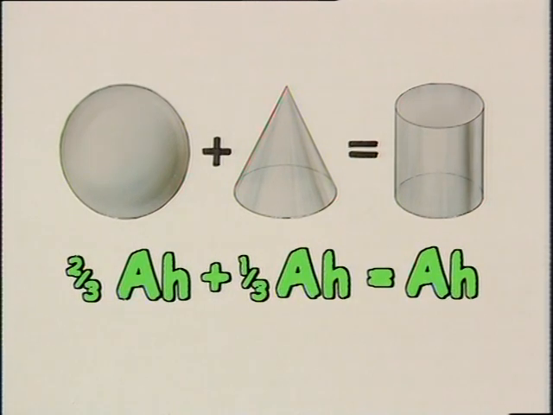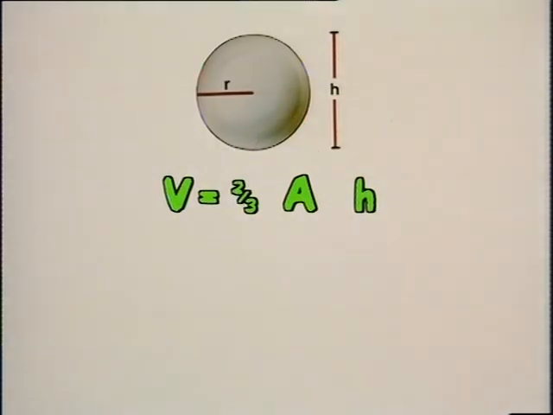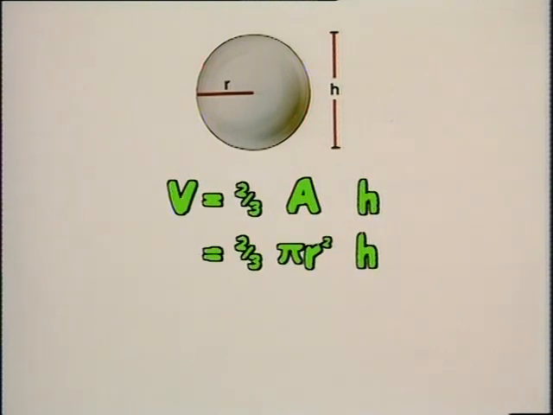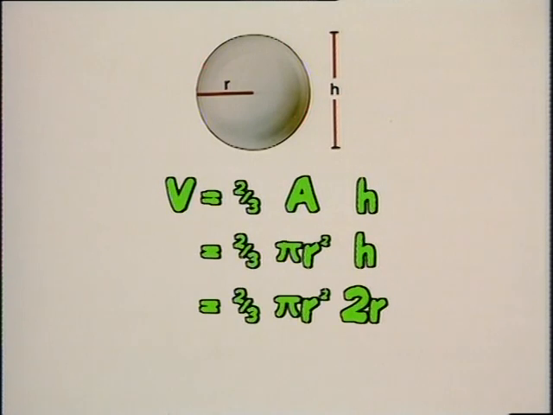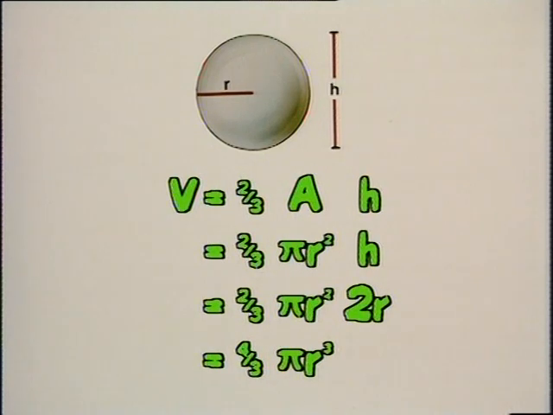So here is the formula for the volume of the sphere. V equals 2/3 A times H. A is the cross-section area at the equator. So we replace it by pi r squared, giving V equals 2/3 pi r squared h. And for the sphere, its height is twice the radius, however big or small the sphere is. So we write now V equals 2/3 pi r squared times 2r, or finally V equals 4/3 pi r cubed, and that will work for any sphere.